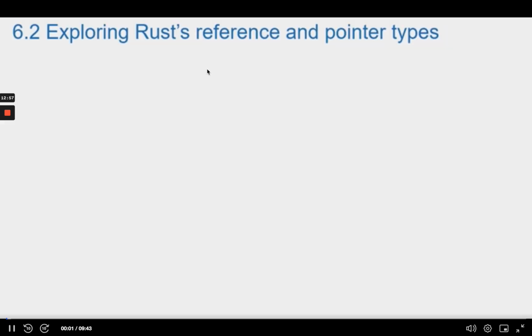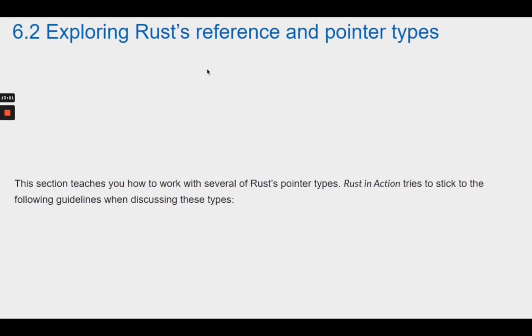Section 6.2. Exploring Rust's reference and pointer types. This section teaches you how to work with several of Rust's pointer types. Rust in Action tries to stick to the following guidelines when discussing these types.